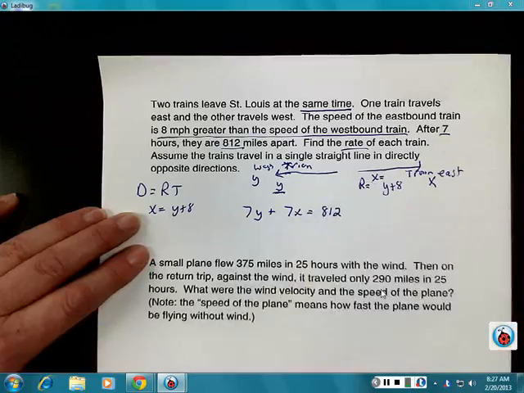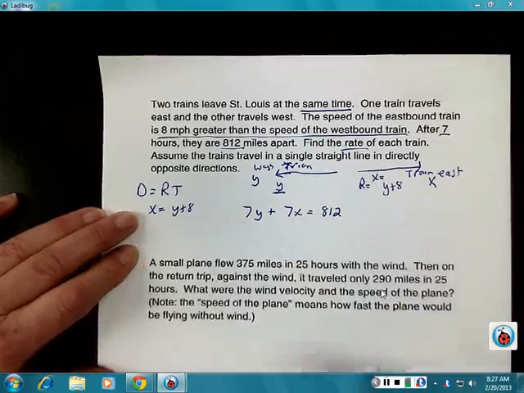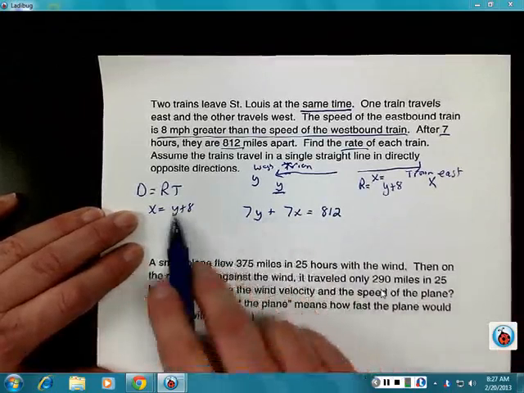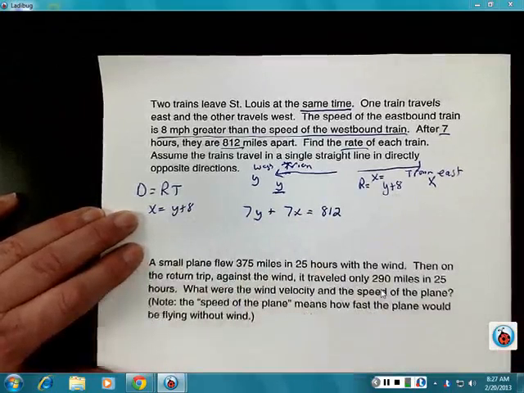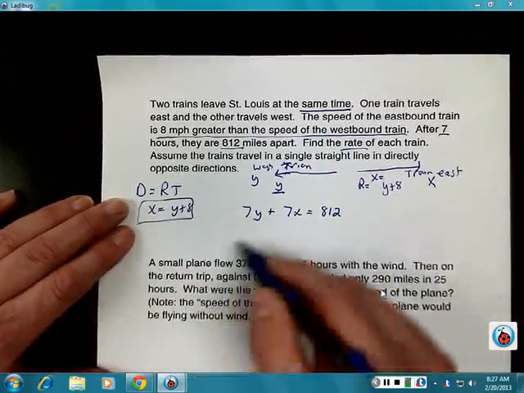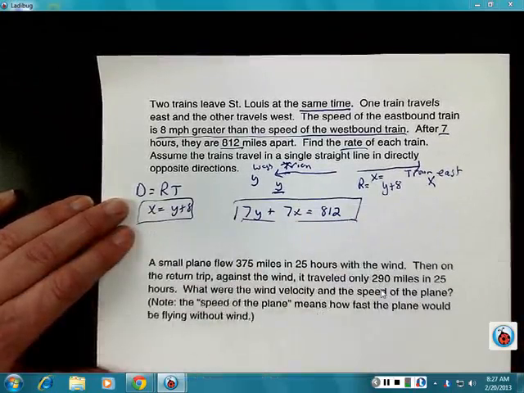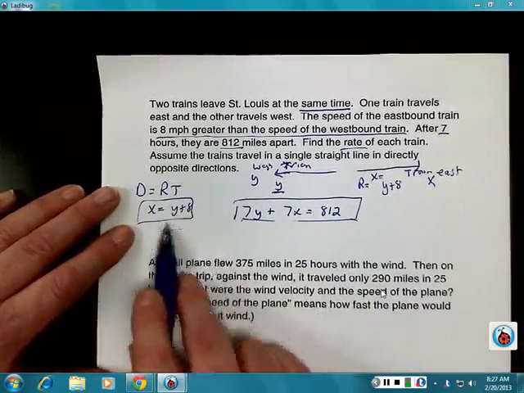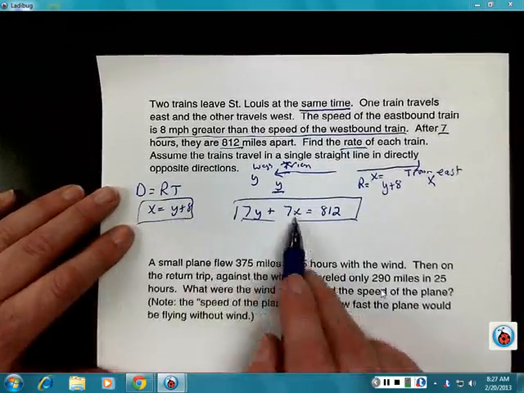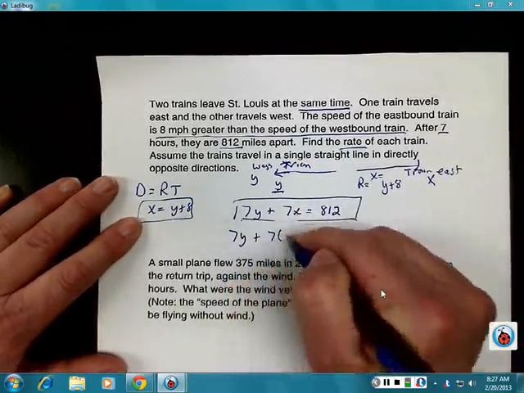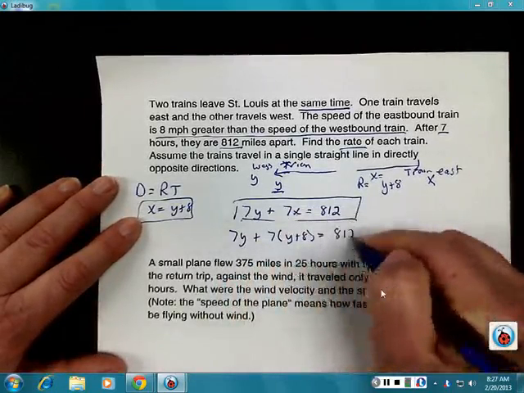This one's one of the more complicated ones, because you're trying to say, wait a minute, if I put these speed pieces in here, I should end up coming up with my answer. If this is one equation and that's the second equation, what do I have to do? Well, in my bag of tricks, I'm going to use substitution, and I'm going to put y plus 8 in place of x. 7y plus 7 times y plus 8 is going to equal 812.